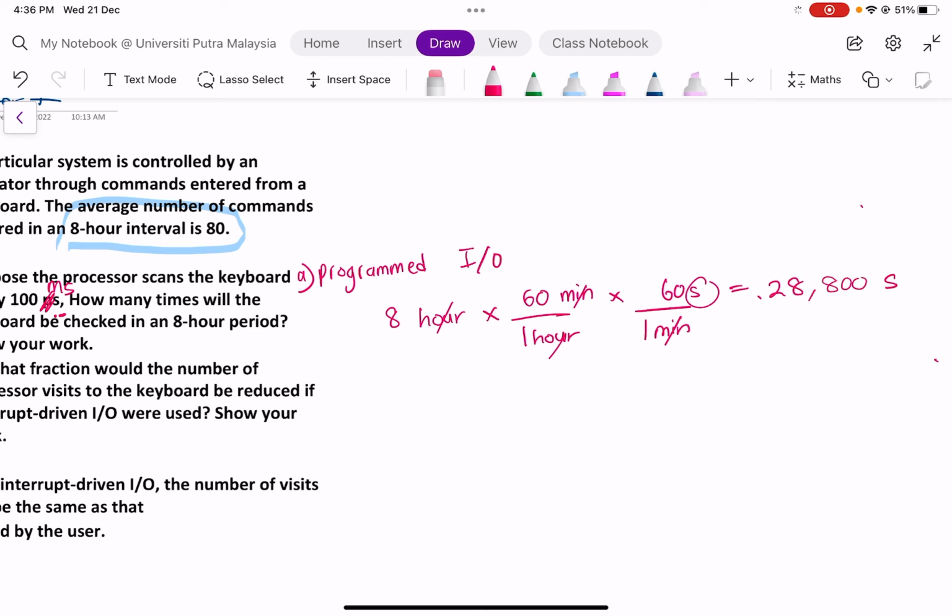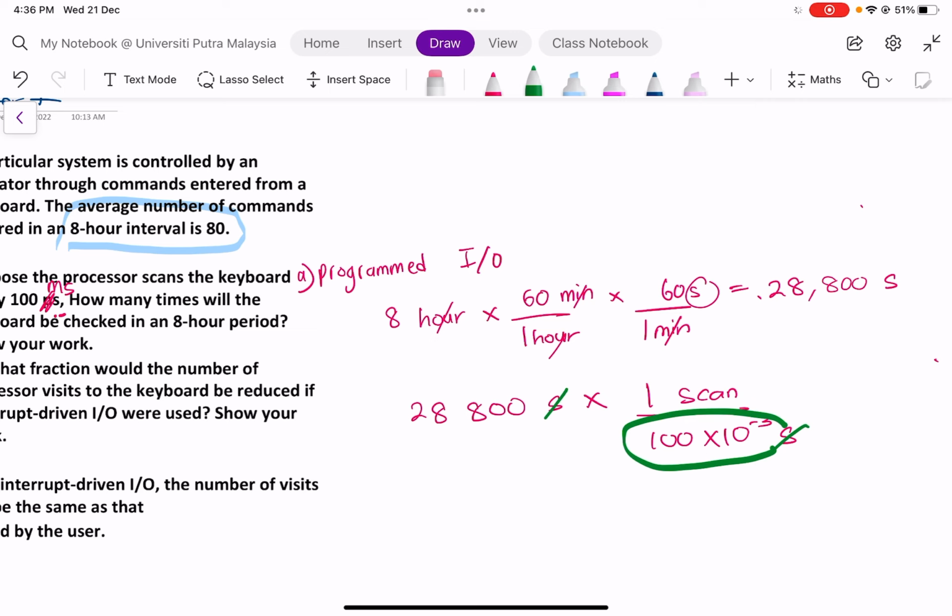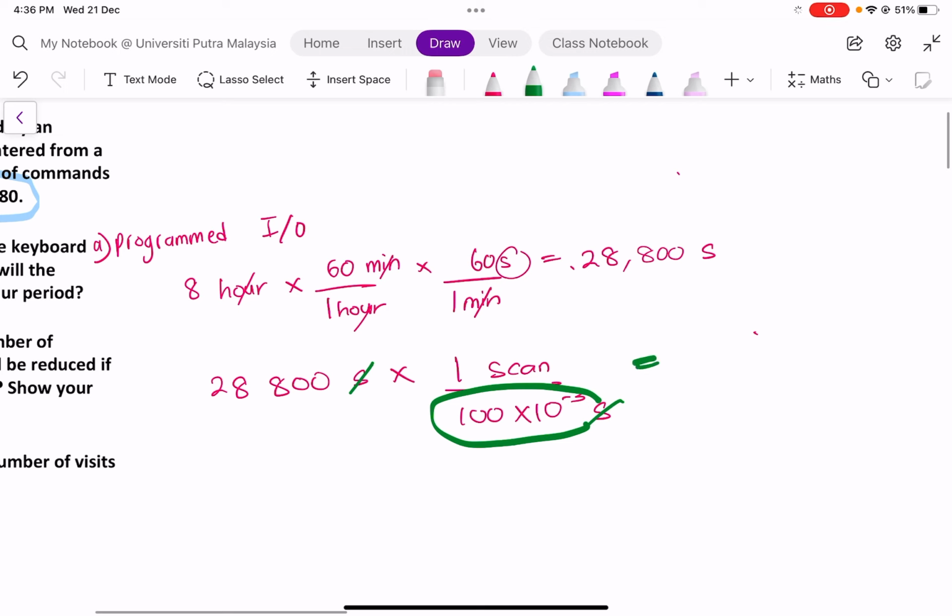So this is how many seconds I have in 8 hours, and it already tells us that one scan is done in 100 milliseconds. So, 28,800 seconds. I want to get rid of the seconds because I want the final answer to be in scans. So one scan divided by 100 times 10 to the minus 3 seconds. Now I can cancel this out, and 28,800 divided by this, my final answer will be in the number of scans.